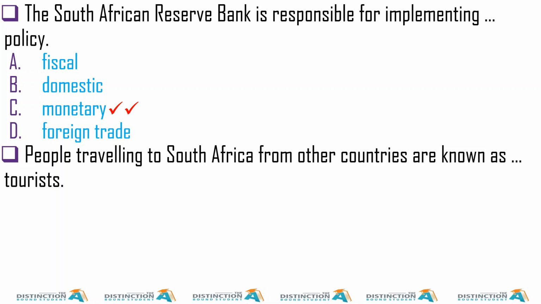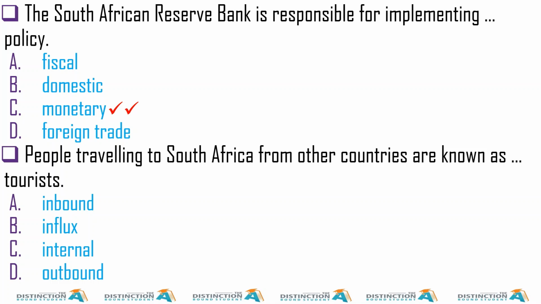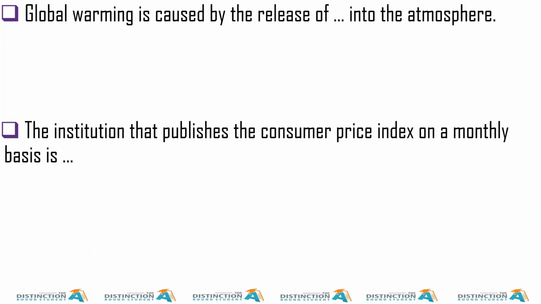Right, people traveling to South Africa from other countries are known as, they are coming in. So they are known as what? Influx, no. Internal, no. Outbound, no. Outbound, they're going out of South Africa to other countries. So the answer will be inbound.